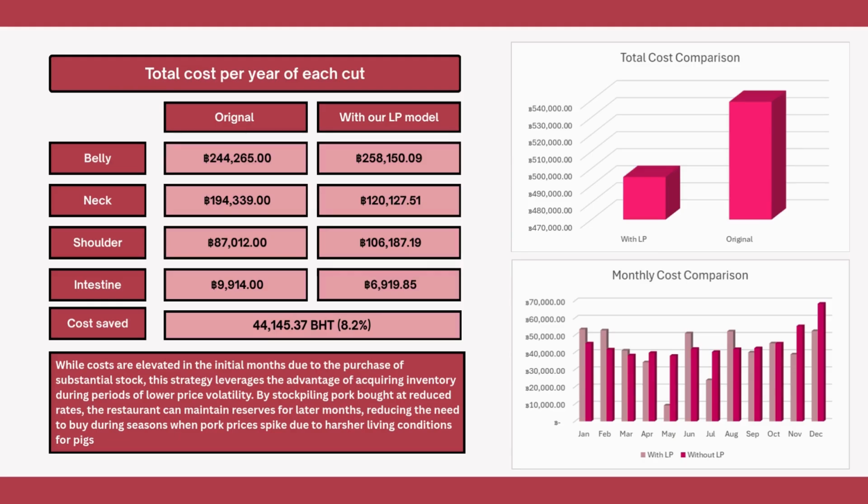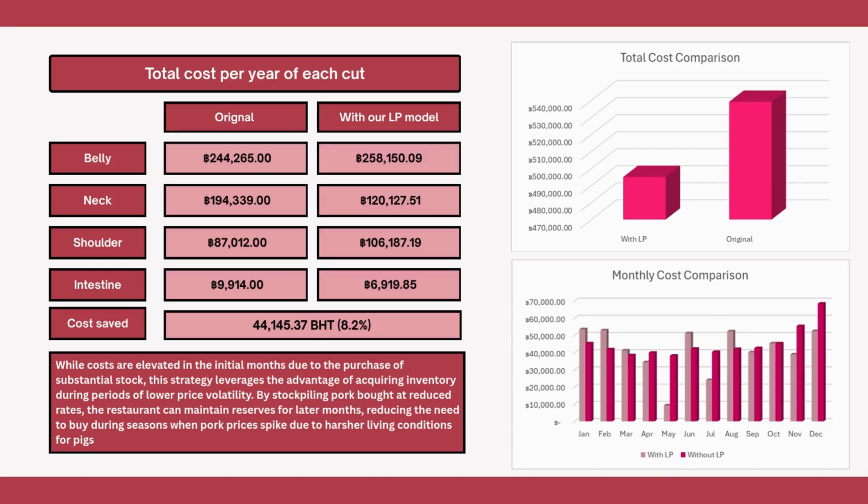Alright, let's dive into the results of our pork inventory optimization for 2025. And trust me, this is way more exciting than it sounds, because we save a lot of money. So using our linear programming model, we managed to cut inventory costs down to 494,000 baht. That's a saving of 44,000 baht from the original cost of 520,000.